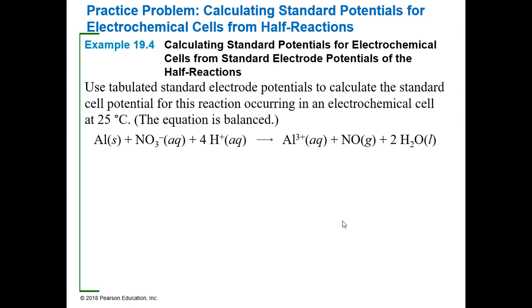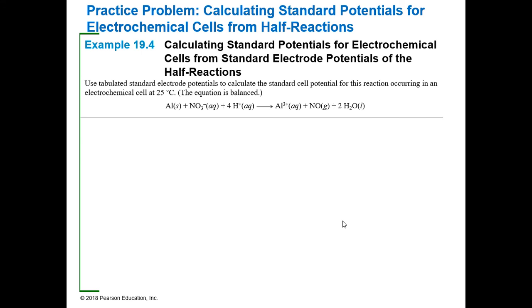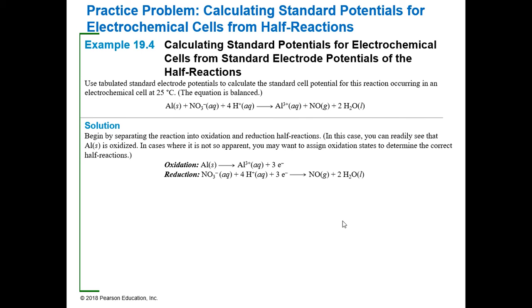So let's look at these. Use the tabulated electrode potentials to calculate the standard cell potential. Whew, what do we do? Well, first, you should probably figure out what your half reactions are. So first, aluminum solid is going to aluminum 3 plus. So we know that that wants to occur. That is oxidation. We know that based on what's happening. It is losing 3 electrons. So we write our oxidation reaction.